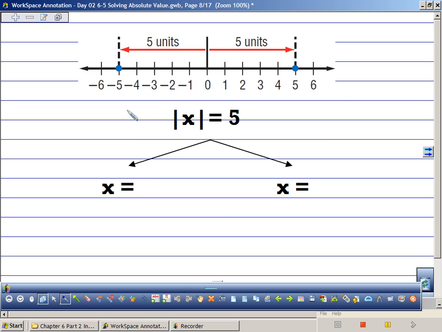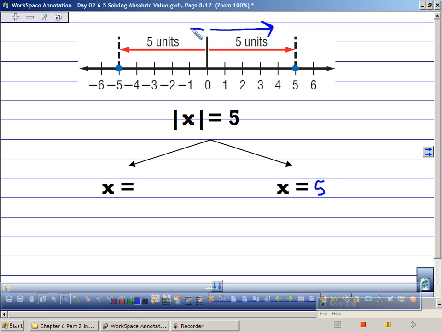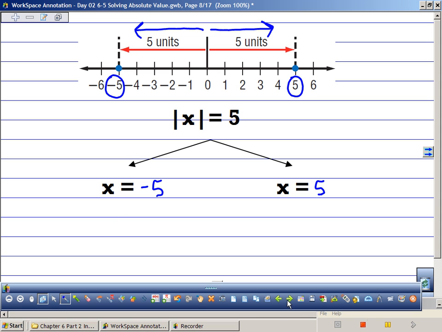So that being said, let's look at how we would take care of this algebraically and solve for this absolute value equation. So I have the absolute value of x is 5. That means two things. It means that we can measure the distance going in the positive direction, which would be 5 units, and we can measure it in the negative direction, which is negative 5. And that's exactly what we have here, right? 5 and negative 5. Questions on that?